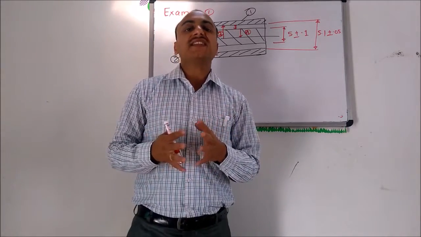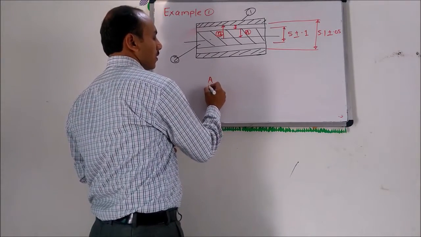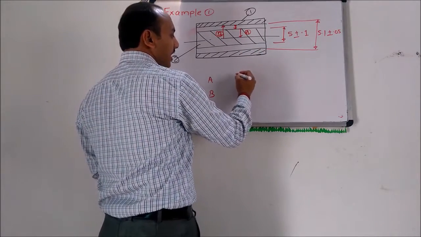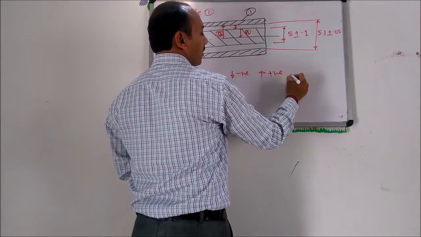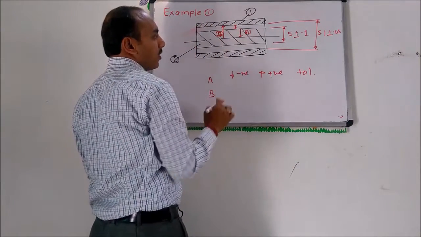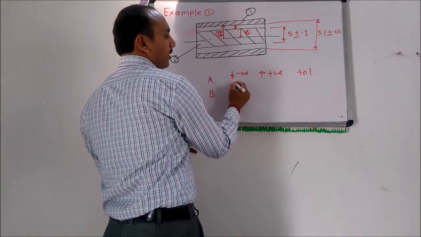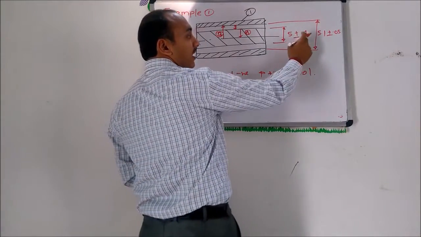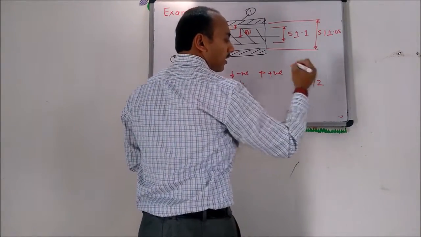Now let's prepare the stack up table for this. I will take the downward direction as -1 and the upward direction as +1, and the tolerance over here. So the A dimension is downward and I will take it as a negative dimension. What would that be? 5 divided by 2, because I have done it radially. In the same way I need to divide its tolerance also. So it will be 0.1 divided by 2.